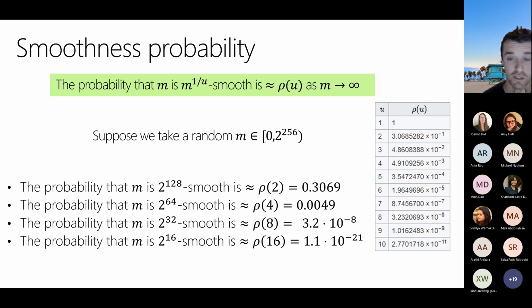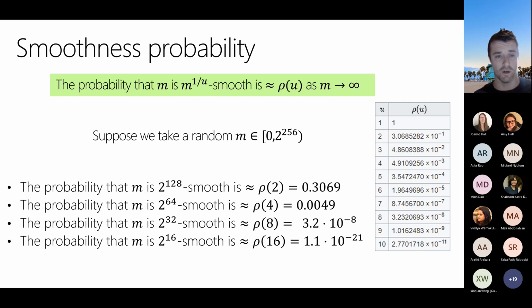These sorts of questions relate to this function rho of u, which is called Dickman's rho function. Dickman was someone that was interested in factorization way early on, in the early 20th century. So this notion of smoothness was, as I said, at least studied that far back.